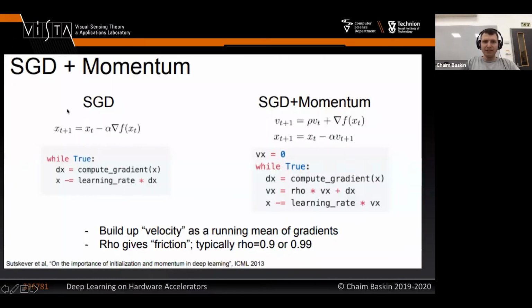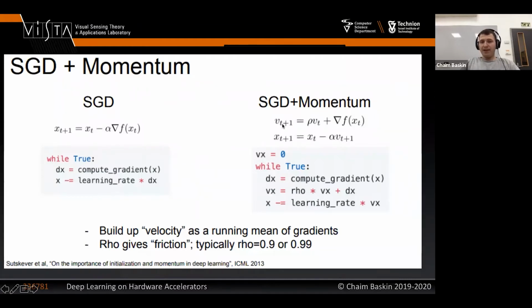So stochastic gradient descent, this is the update rule. xt plus 1 is xt minus the gradient multiplied by the step size. And while true, we compute our dx, and of course x is minus the learning rate times dx. But we can also use the velocity. And here we will use SGD plus momentum.